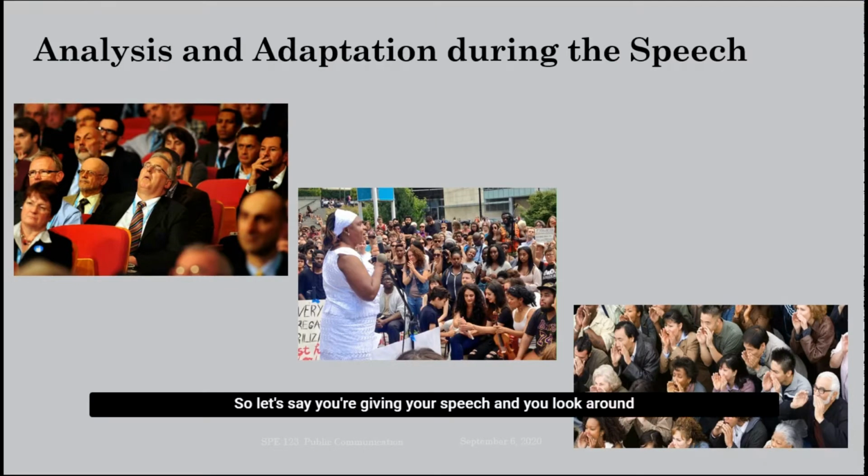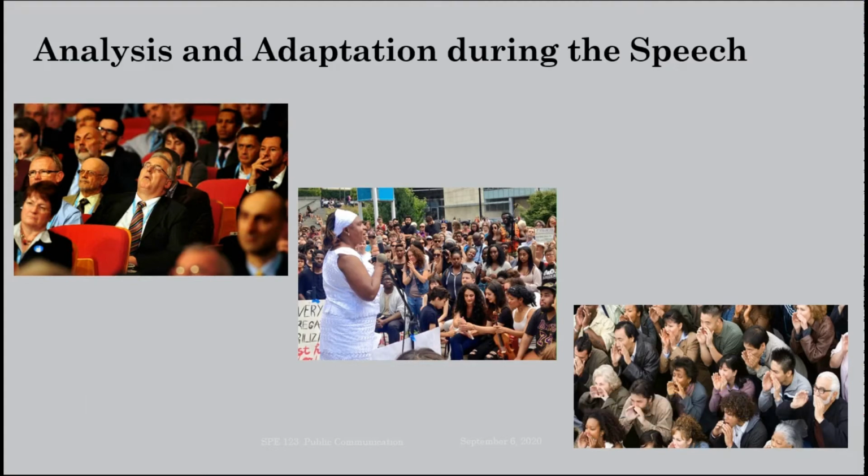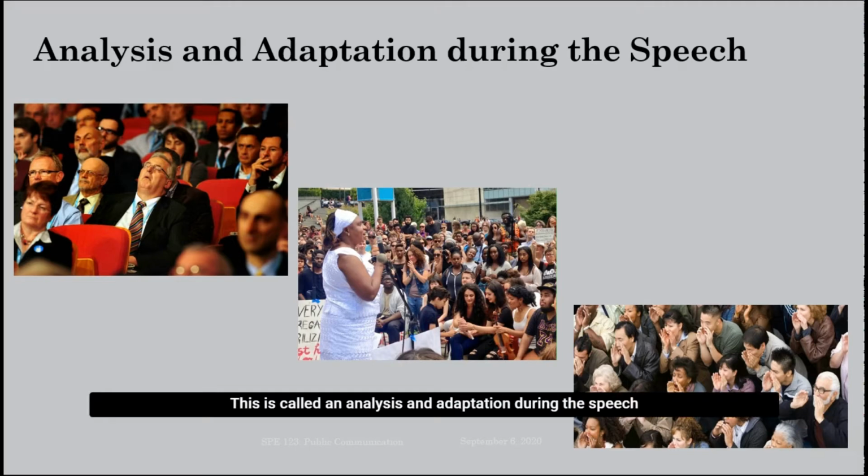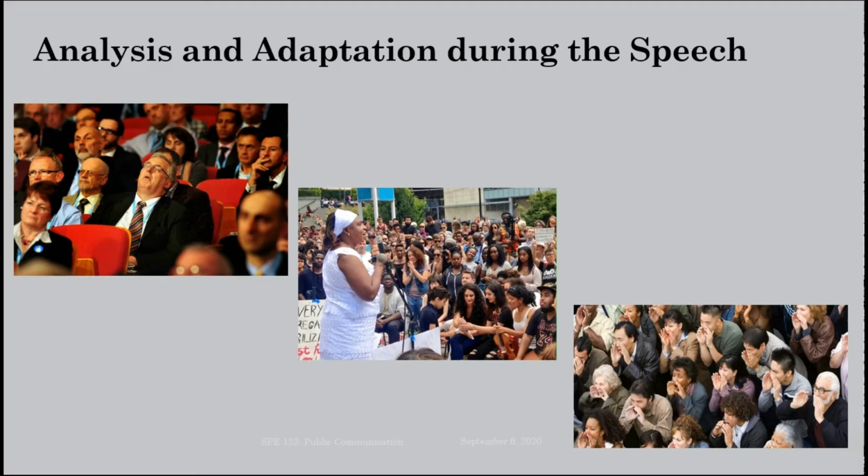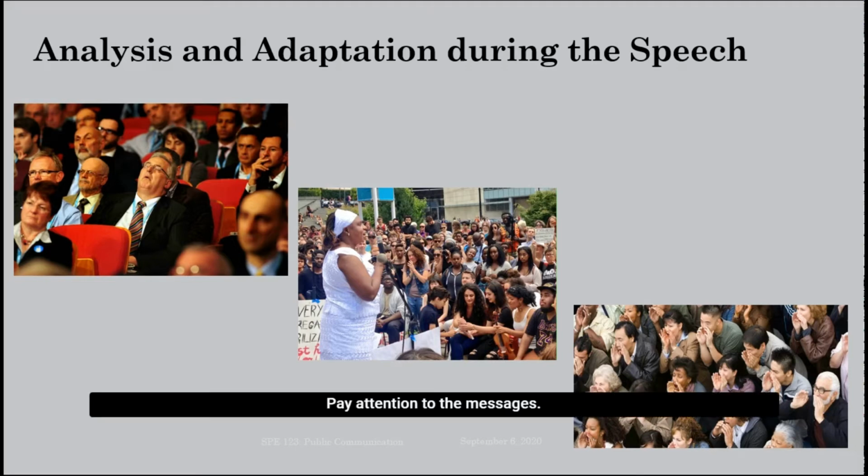So let's say you're giving your speech and you look around and you are seeing some things that are bothersome. This is called an analysis and adaptation during the speech. And here are some suggestions for adapting to an audience during your presentation. First of all, focus on them as listeners and keep in mind this is the first time that they've ever heard this speech. Pay attention to the messages they're sending you.